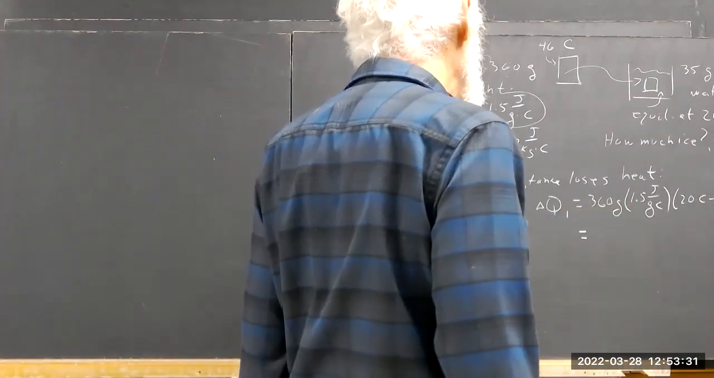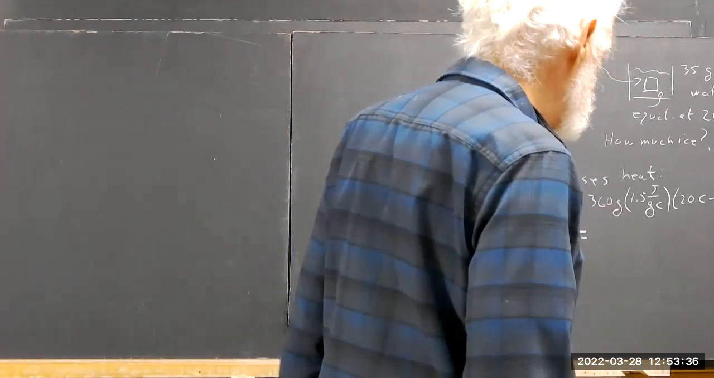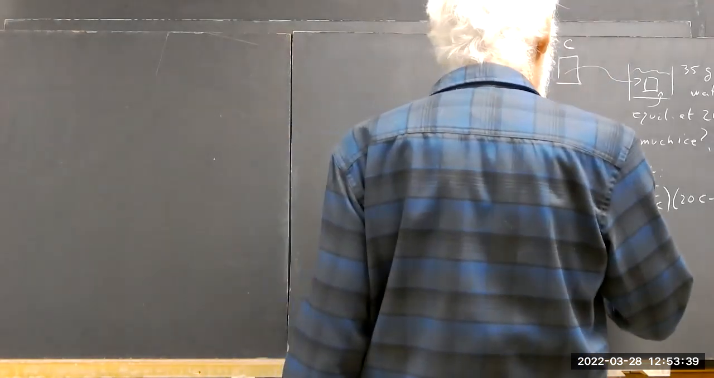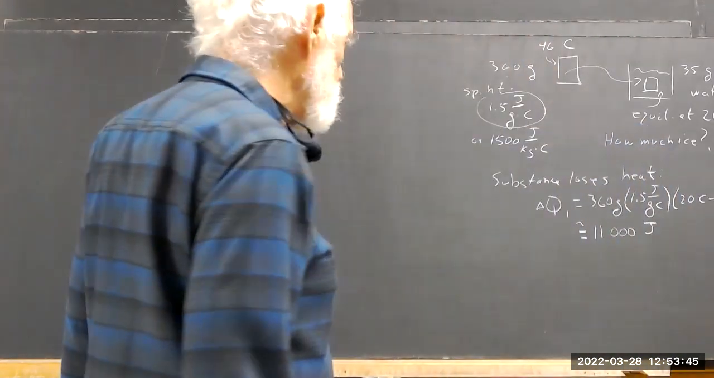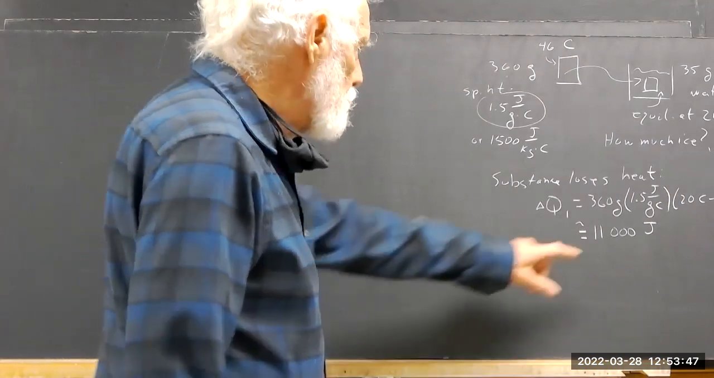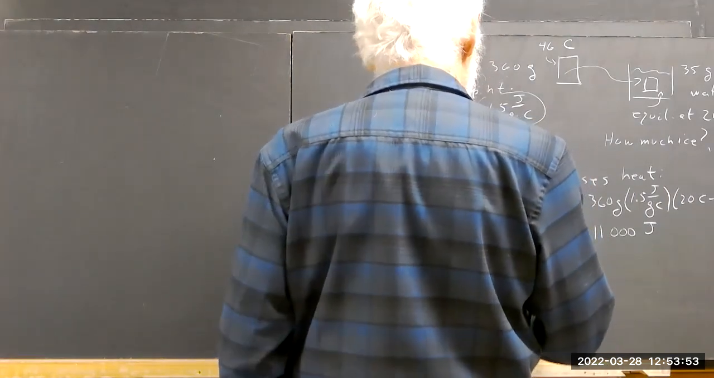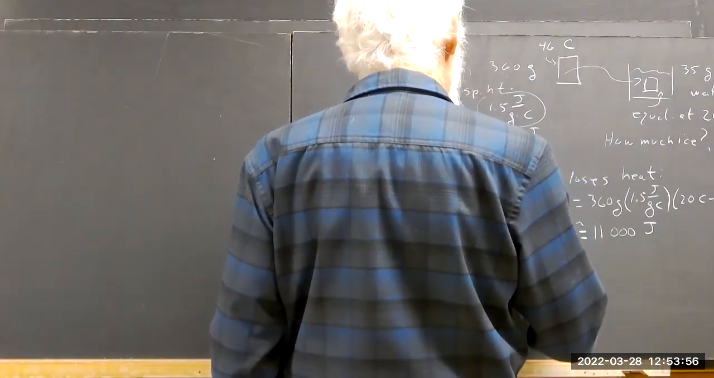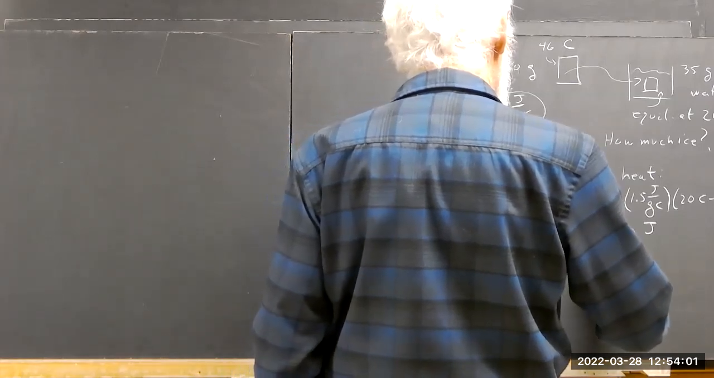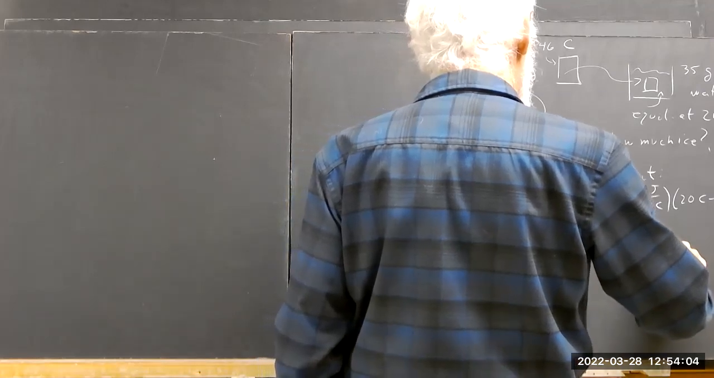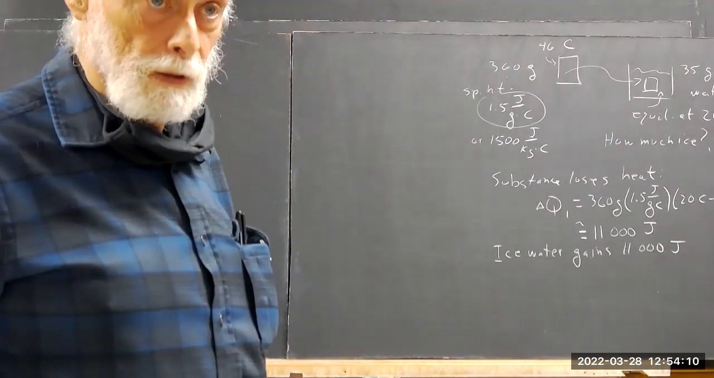360 times 1.5 is 540. 540 times 20, and then times 26. This approximates as 11,000 joules. I think it might be a little higher than that, but let's just say that's it. Okay. Then you want to think of it in terms of loss and gain. The ice water gains 11,000 joules.